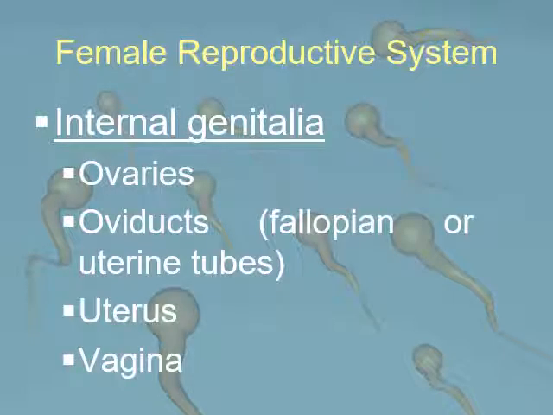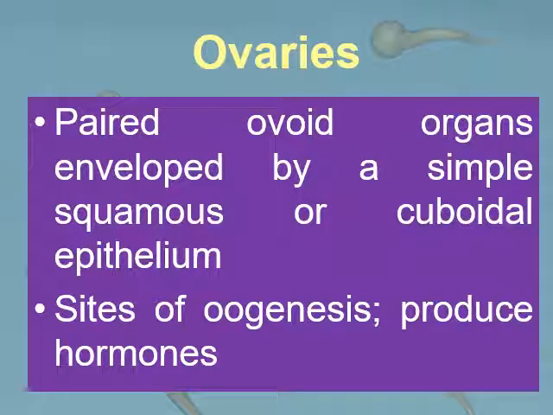So we have the internal genitalia: the ovaries, oviducts or the fallopian tubes, uterus, and the vagina. The ovaries are paired ovoid organs made up of simple squamous or cuboidal epithelium. It is the site of oogenesis and it also produces hormones.